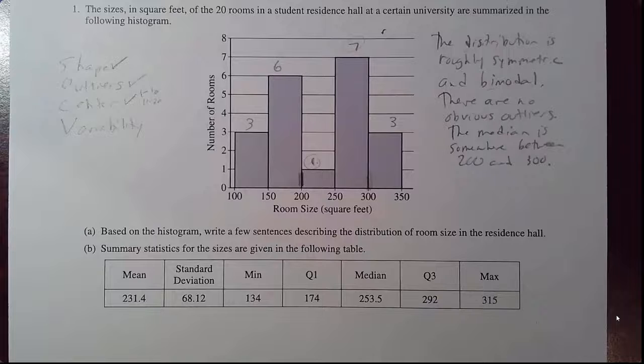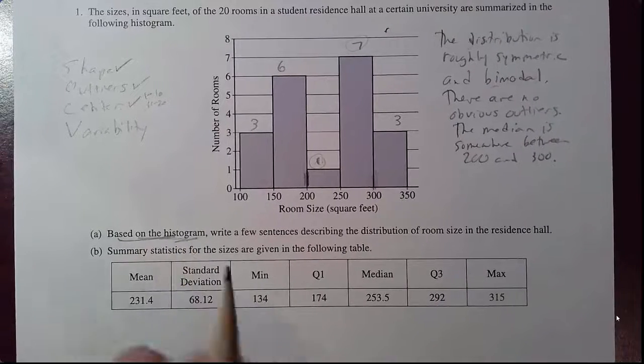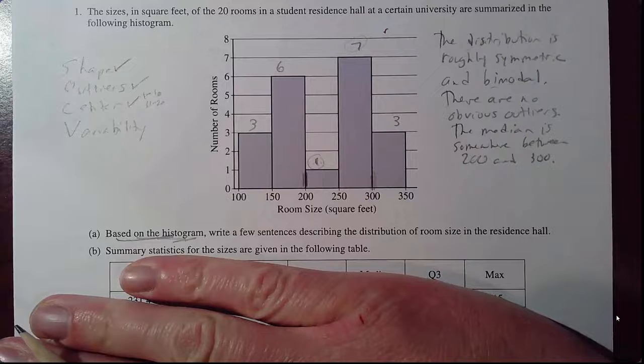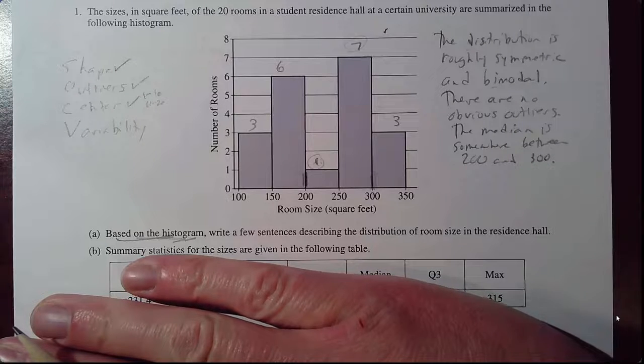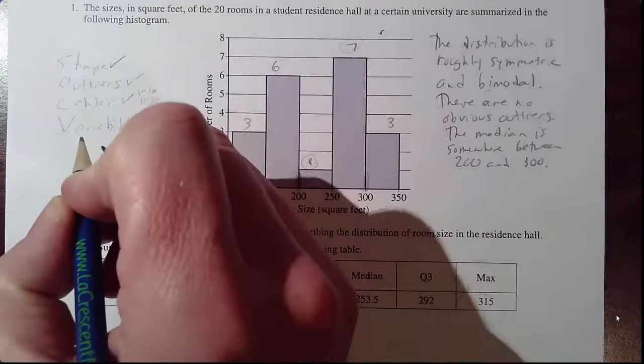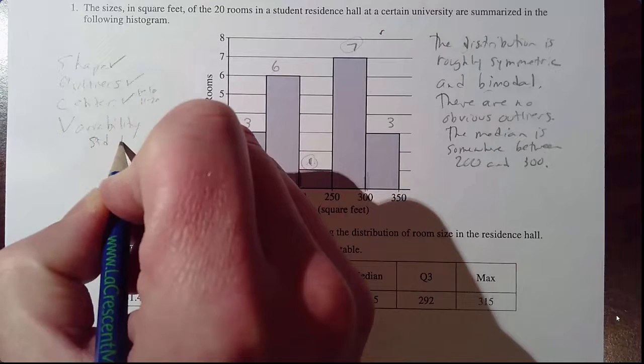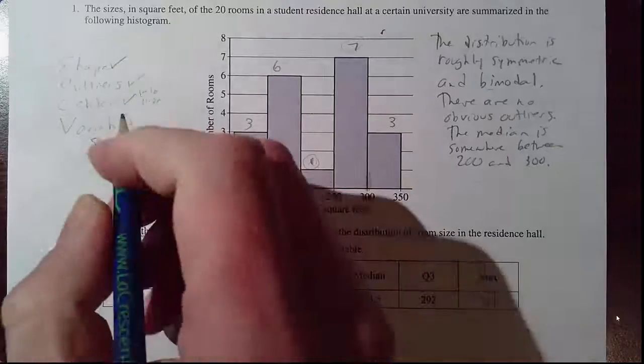For variability, the fancy method would be to use standard deviation, but we don't really have any way of figuring that out. I mean, we could do it from the table here, but this is saying based on the histogram. So I'm going to ignore the table for the purposes of answering this question. And so standard deviation isn't really clear from this table or from the histogram. So another measure of variability, if standard deviation is out, would be to use the range.